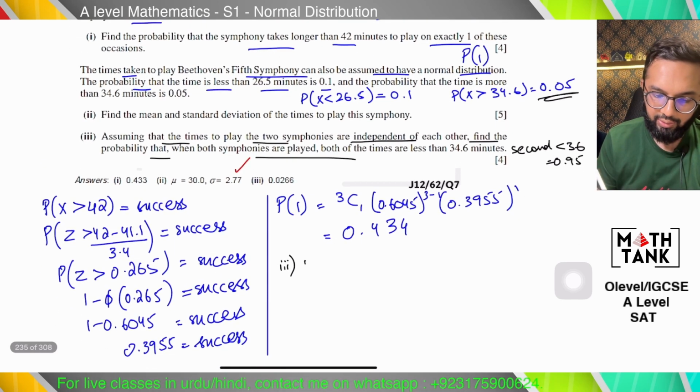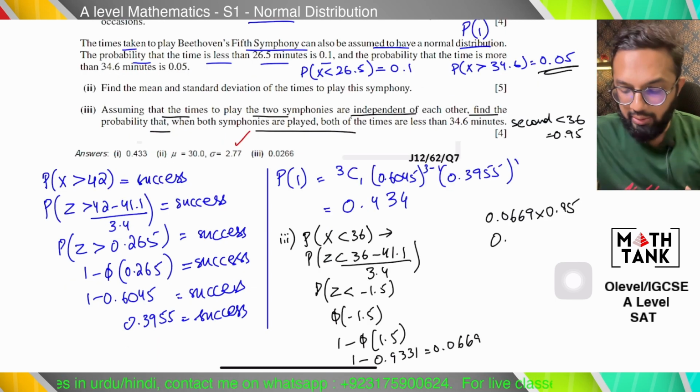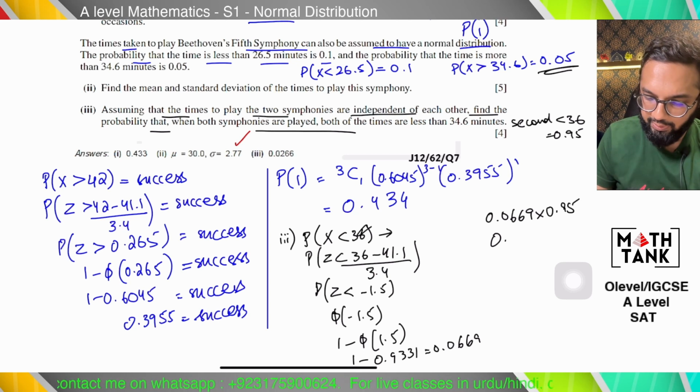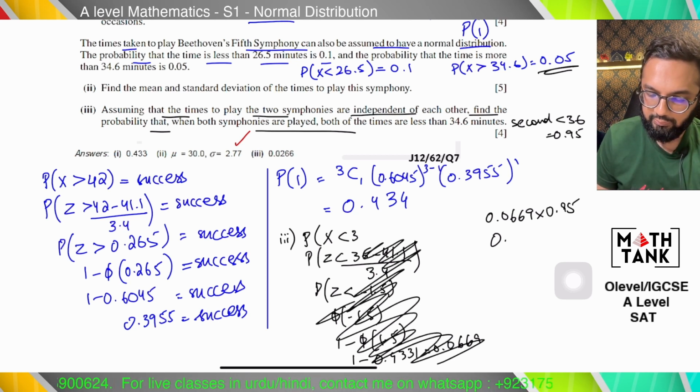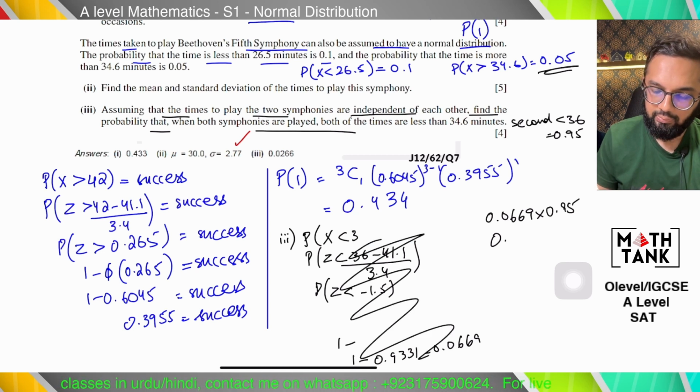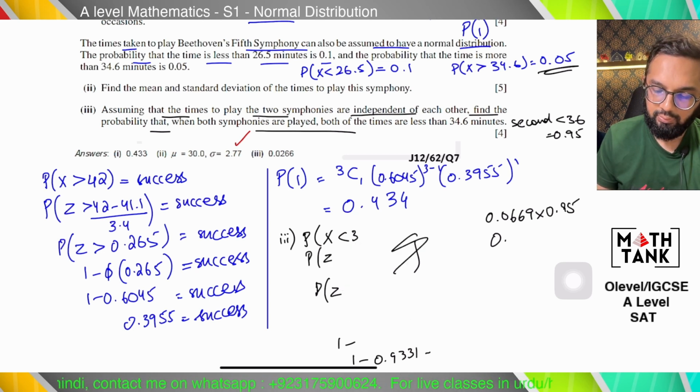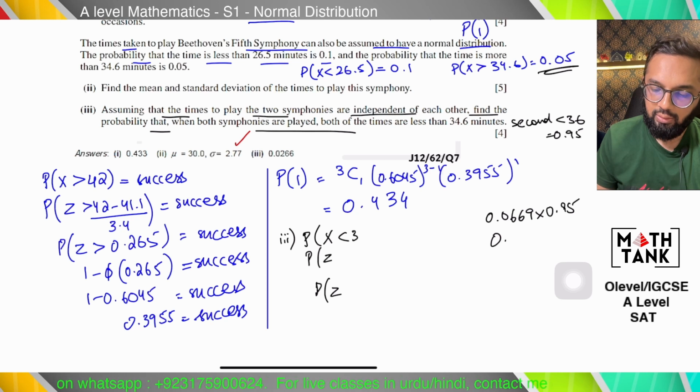For the first one less than 34.6, do I have that? No, I will have to calculate that. What's the probability of X less than 36? I don't know why I have calculated 36 when it was 34.6. All of this is wrong. I am rushing through questions, which is why this is a problem.